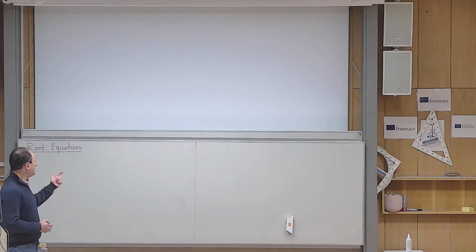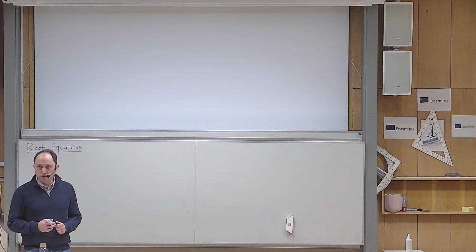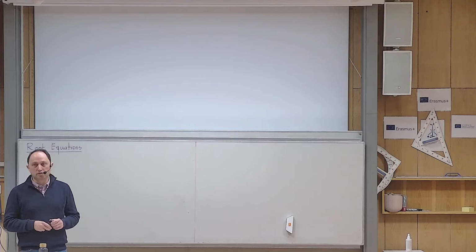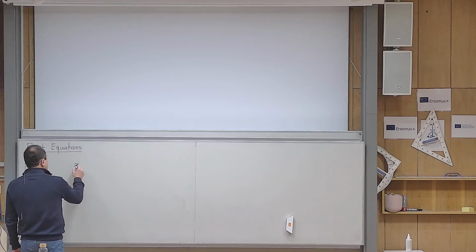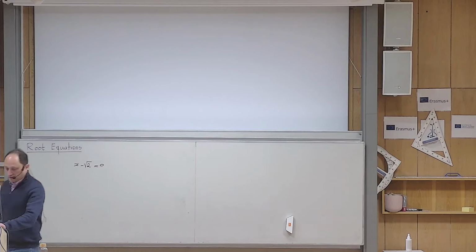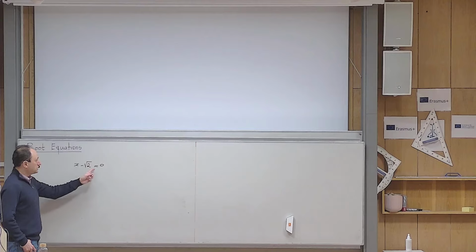But now you call it a root equation. It means that you have a third sign in the equation in a way that the unknown is under the third sign. So for example, x minus square root of 2 equals 0. It is an equation. When we say I have a root equation, it means you have an equation, and equation means you have an equality and an unknown.